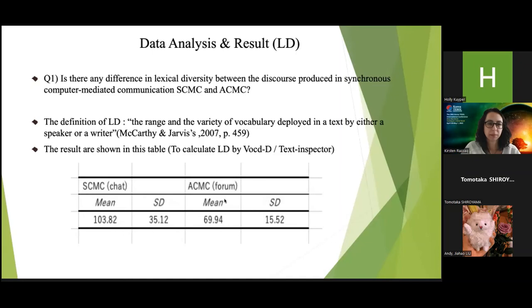SCMC, and in ACMC it is 69.94. So the SD is 33.5 and the SD is 15. So there is a significant difference, favoring the SCMC mode.